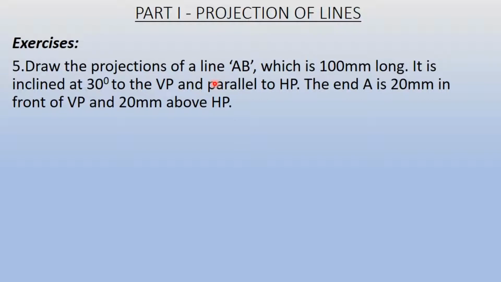So this is question number 5. Draw the projections of a line AB which is 100 mm long. It is inclined at 30 degree to the VP and parallel to HP. The end A is 20 mm in front of VP and 20 mm above HP. This is very similar to the previous question, but the only thing is angle of the line is given with respect to the vertical plane but not the horizontal plane, and it is mentioned that it is parallel to the horizontal plane.